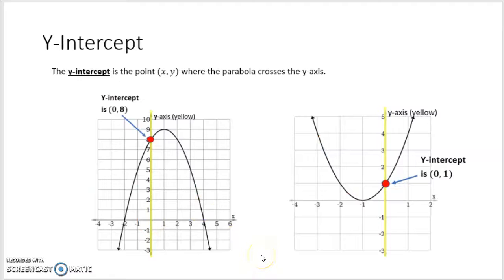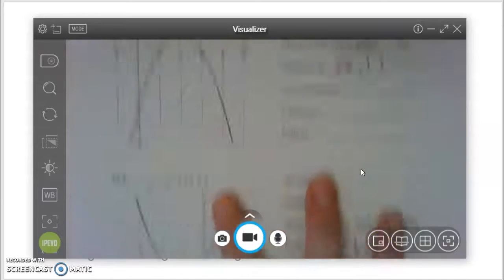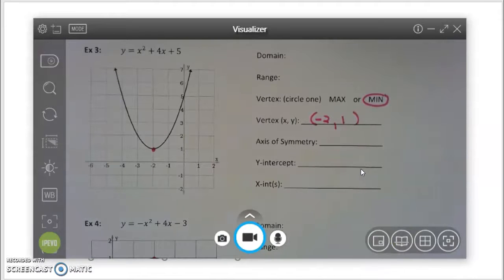Now the y-intercept. The y-intercept is the point where your parabola crosses the y-axis. And I even have the y-axis highlighted in yellow right here so that you can see exactly what I'm talking about. And when you write the y-intercept, you need to write it as an ordered pair. So let's get practice with that. Going back to example 3 right here.